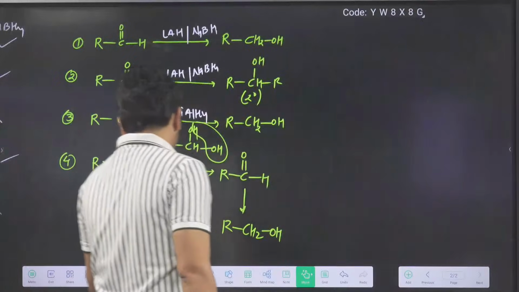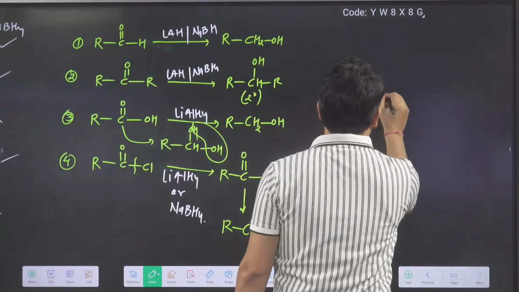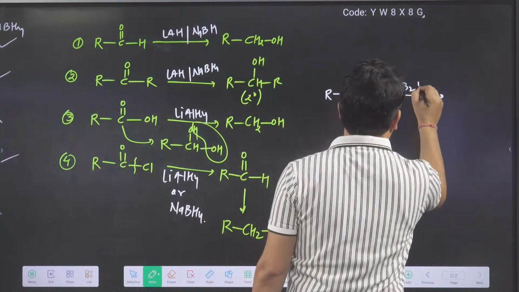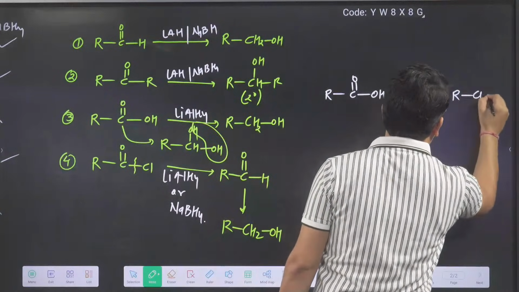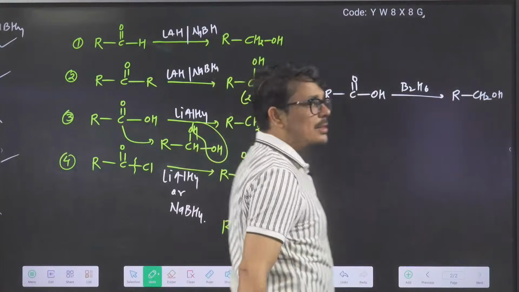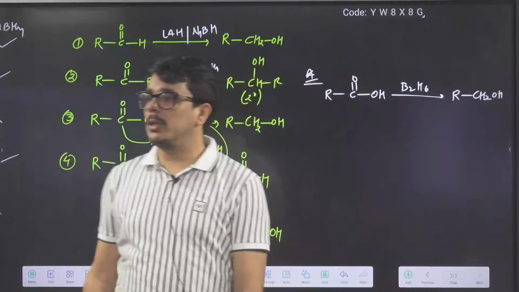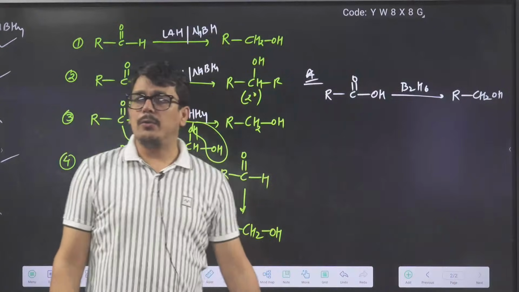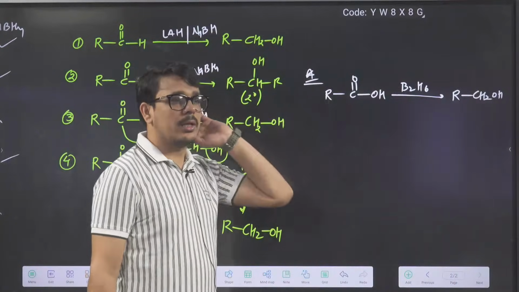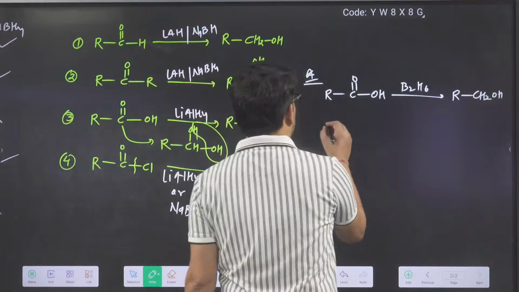Now carboxylic acid can also be reduced selectively by diborane and converted to 1 degree alcohol. What did I say here? Carboxylic acid can be selectively reduced by which one? Diborane, to convert it into how much degree of alcohol? 1 degree alcohol. Which one did I say here? Carboxylic acid. Now remember one thing.